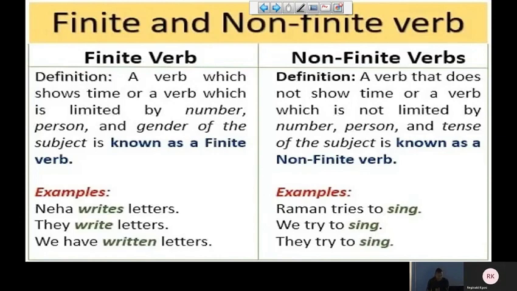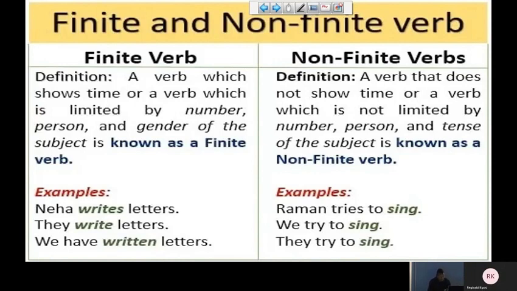Every sentence should have a finite verb. So in this particular case, we see that the actual action that we are referring to, or what the sentence is talking about, is not the singing part, but rather the trying part of it. He tries to sing. So the finite verb here is try.